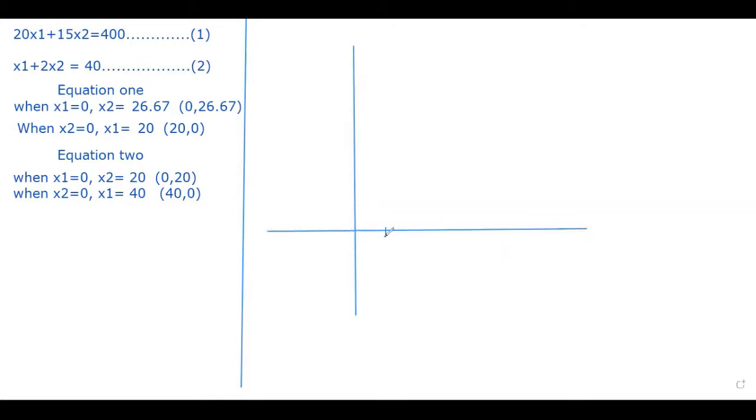So let's use the 10-10. So 10 here, 20, 30, 40, 50.